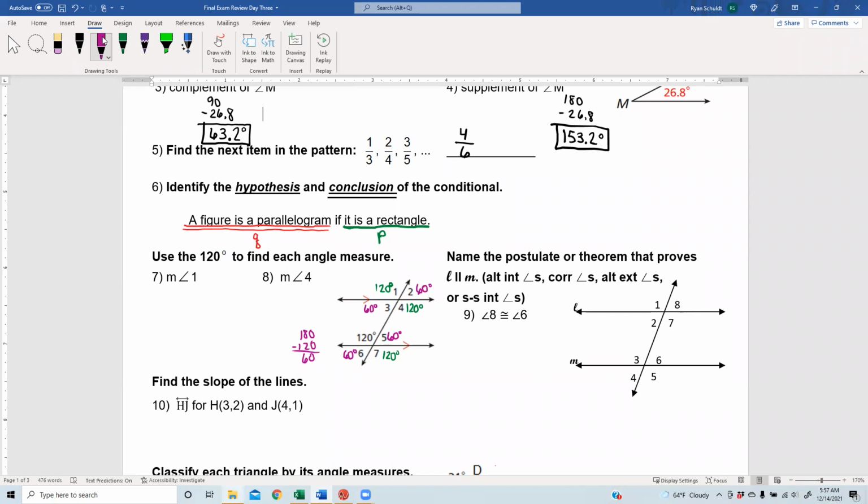And now let's see what they're even asking us for. We found way more. They're only asking us for 2 angles. We found all of them. But let's see. They ask us for angle 1. Well, we said angle 1 was 120 degrees. They asked for angle 4. We said that one was also 120 degrees. And we found all the others too.